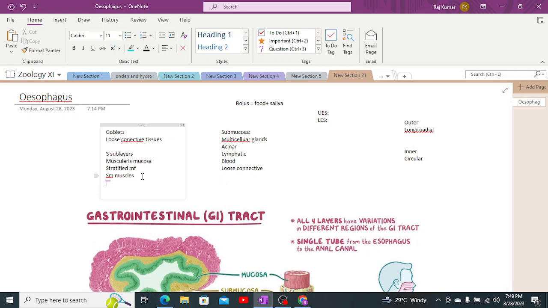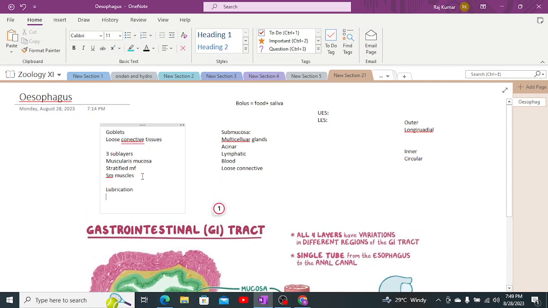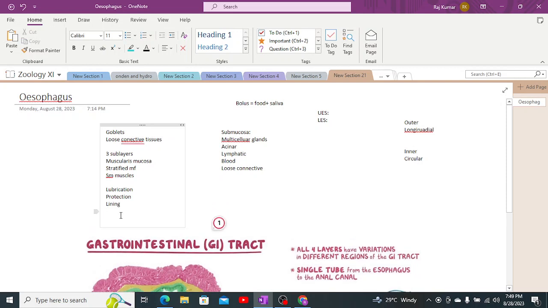And what is mucus responsible for? It is responsible for lubrication of food which is coming from the buccal cavity, from the pharynx, and of course, as it is coming from the pharynx, that will also contain saliva, because it is bolus. After that, it also provides protection to the innermost layer, as well as it forms a lining. That innermost lining is formed by this mucus, which is secreted by the mucosa.